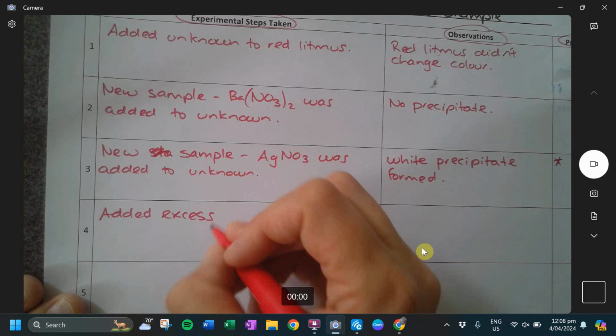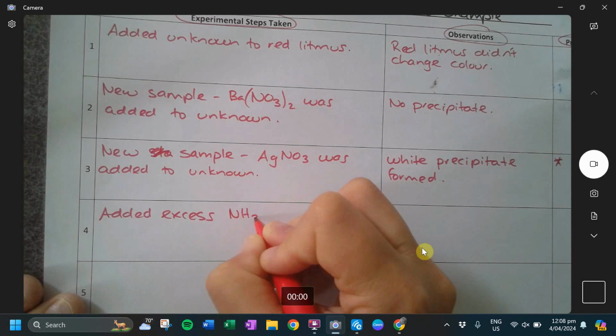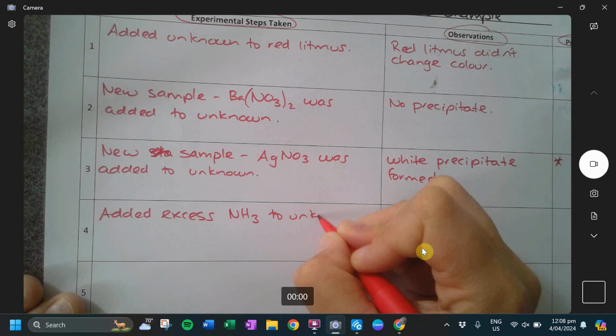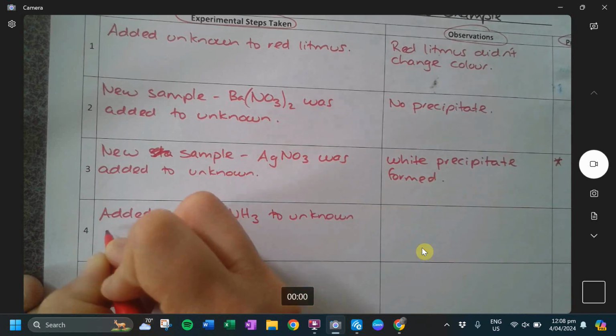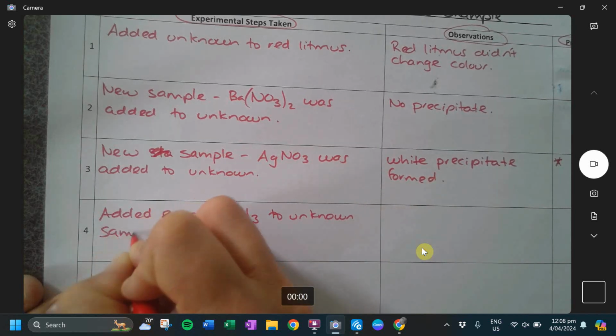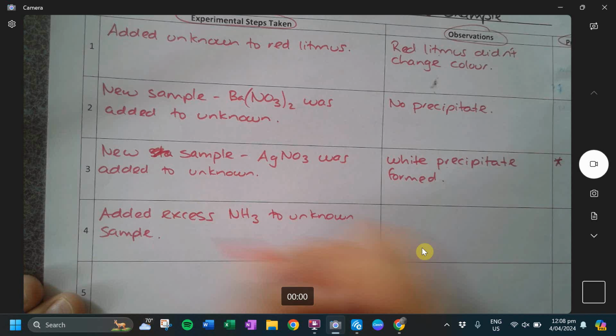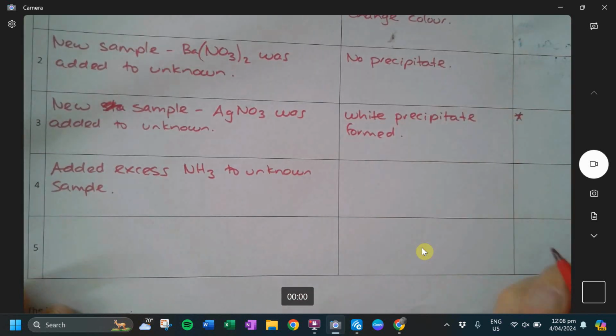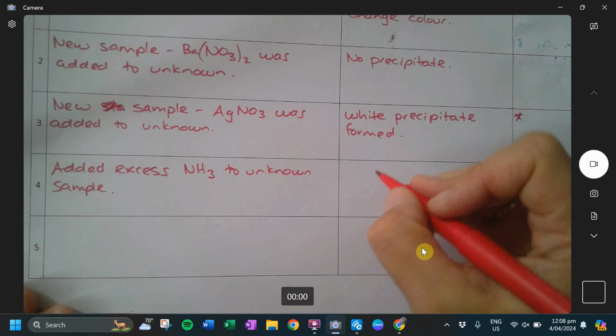All right, add excess ammonia. And then we're going to write down as our observation what happened. White precipitate disappeared.